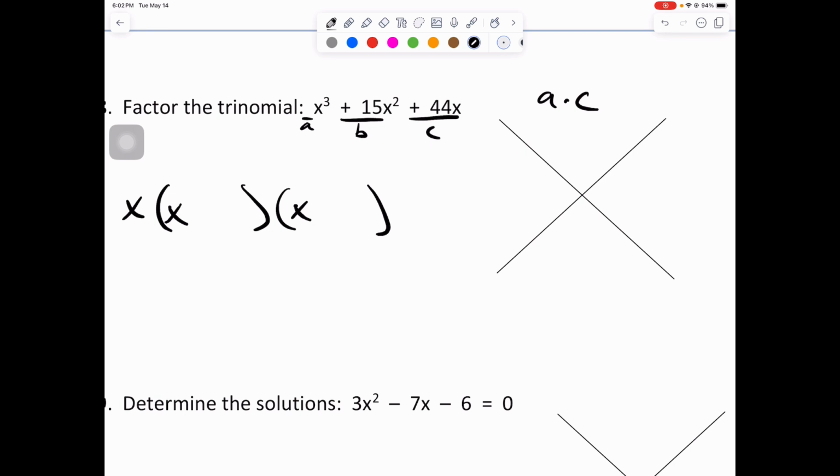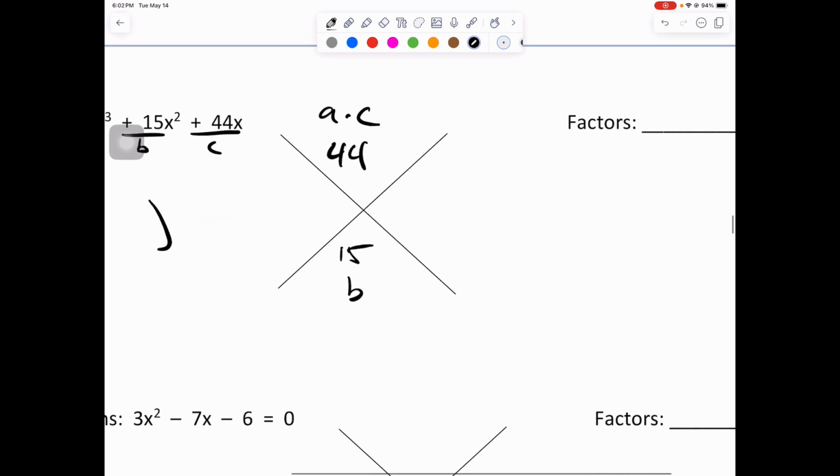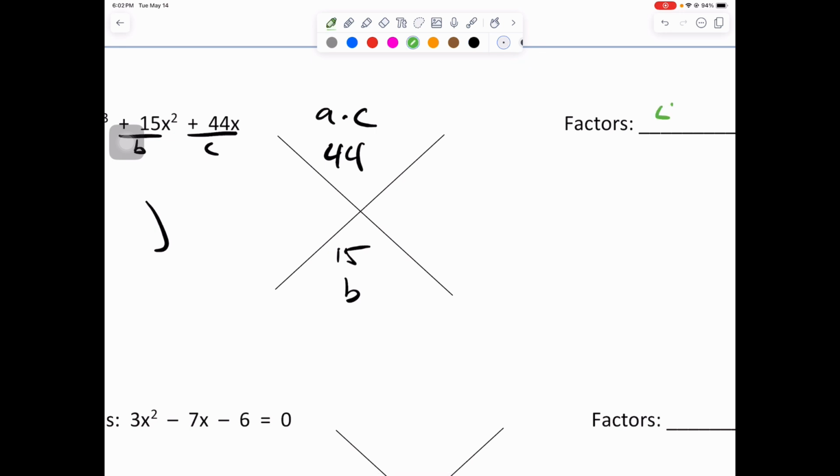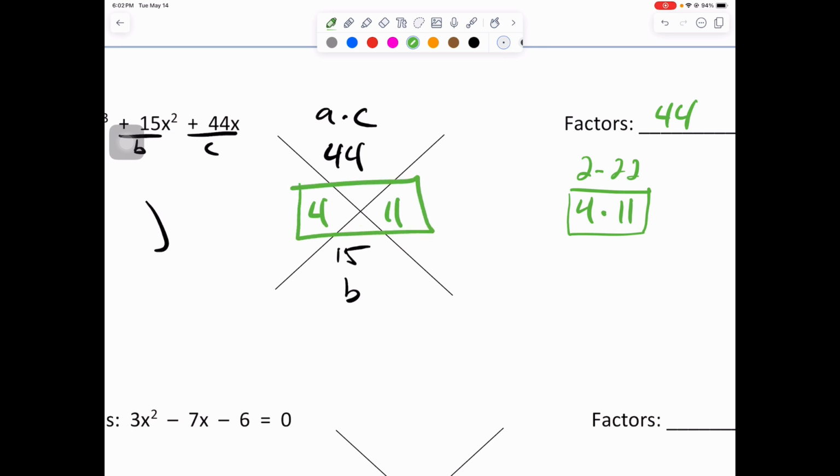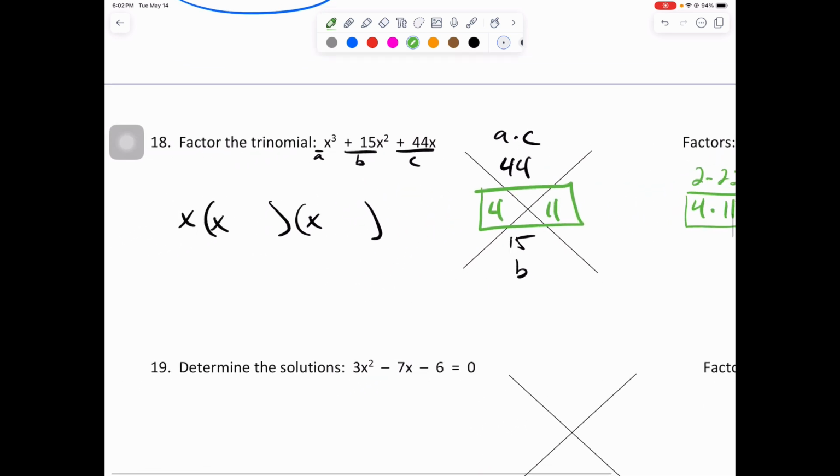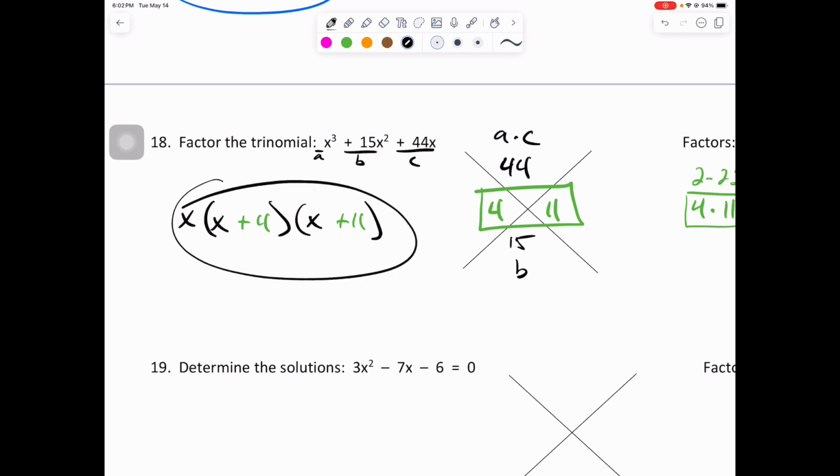A times c, 44. B value, 15. We're looking for the factors of 44. Well, let's just take a look. 2 times 22 doesn't work. How about 4 times 11? Well, 4 times 11, yes, does give us that 44. And 4 plus 11 gives us that 15. So we do have our winners. And they're both positive, so we'll do plus 4 and plus 11. Go ahead and circle your answer.